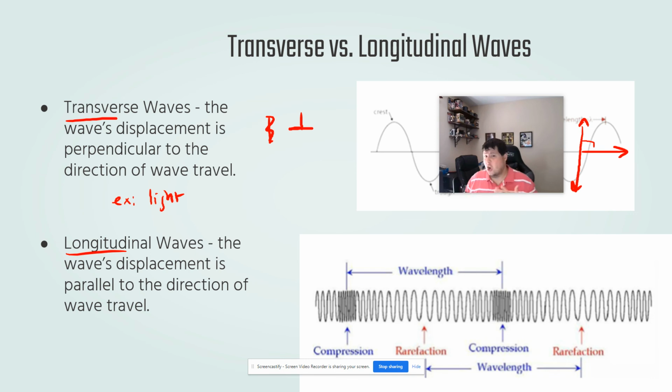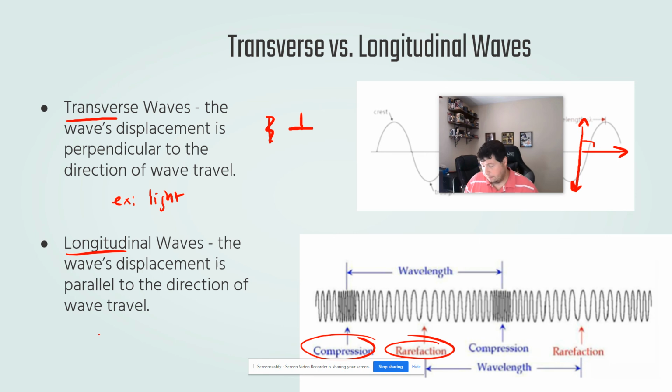There's a couple of extra terms to know: instead of calling them crests and troughs, we call them compressions and rarefactions, where compressions are where there's a denser part of the medium and rarefactions are where there's a less dense part of your medium.